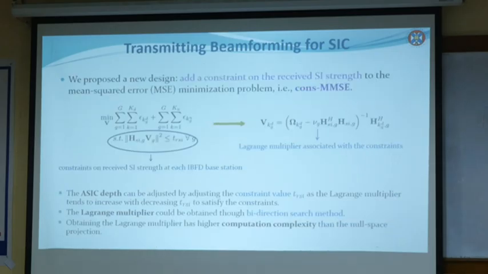We have extended that technique a little bit further by putting a threshold on how much self-interference we need to cancel. So this is a reduced complexity beamforming technique that we have proposed.